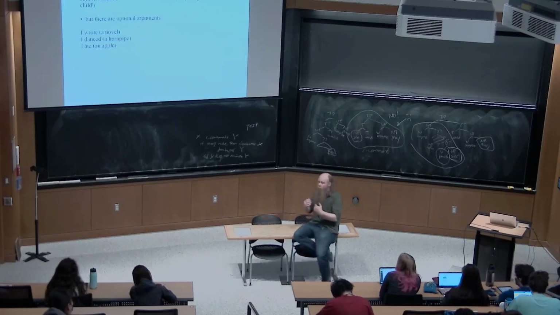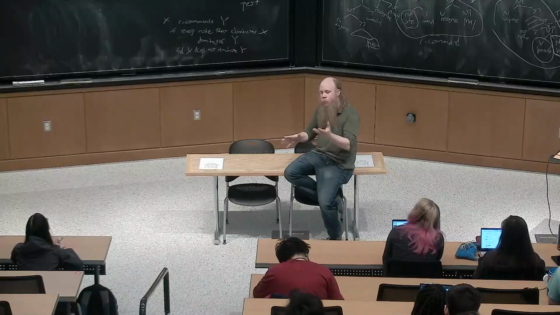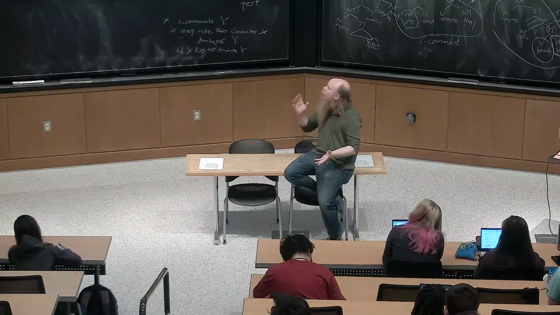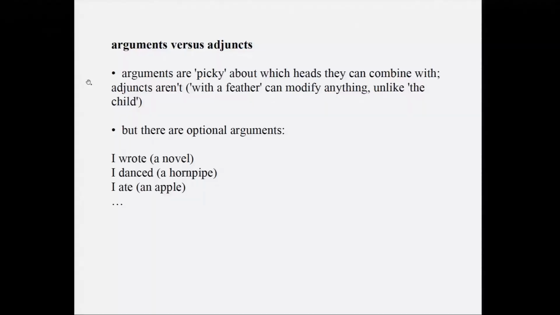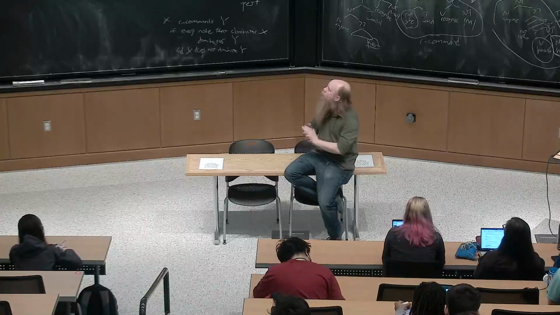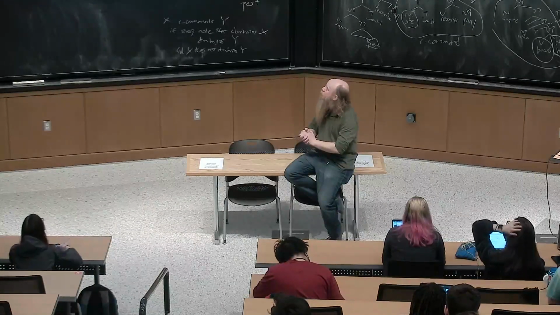Arguments, here's a way to think about it. Arguments, like direct objects, are picky about which heads they can combine with. So if you're asking, should I put in a noun phrase object for this verb? Well, you've got to know what the verb is, whether it's a transitive verb or an intransitive verb. Adjuncts are not. So adjuncts, like with a feather, can combine with anything. There's no selection relation. You don't have to look anything up to find out whether you can merge with a feather.